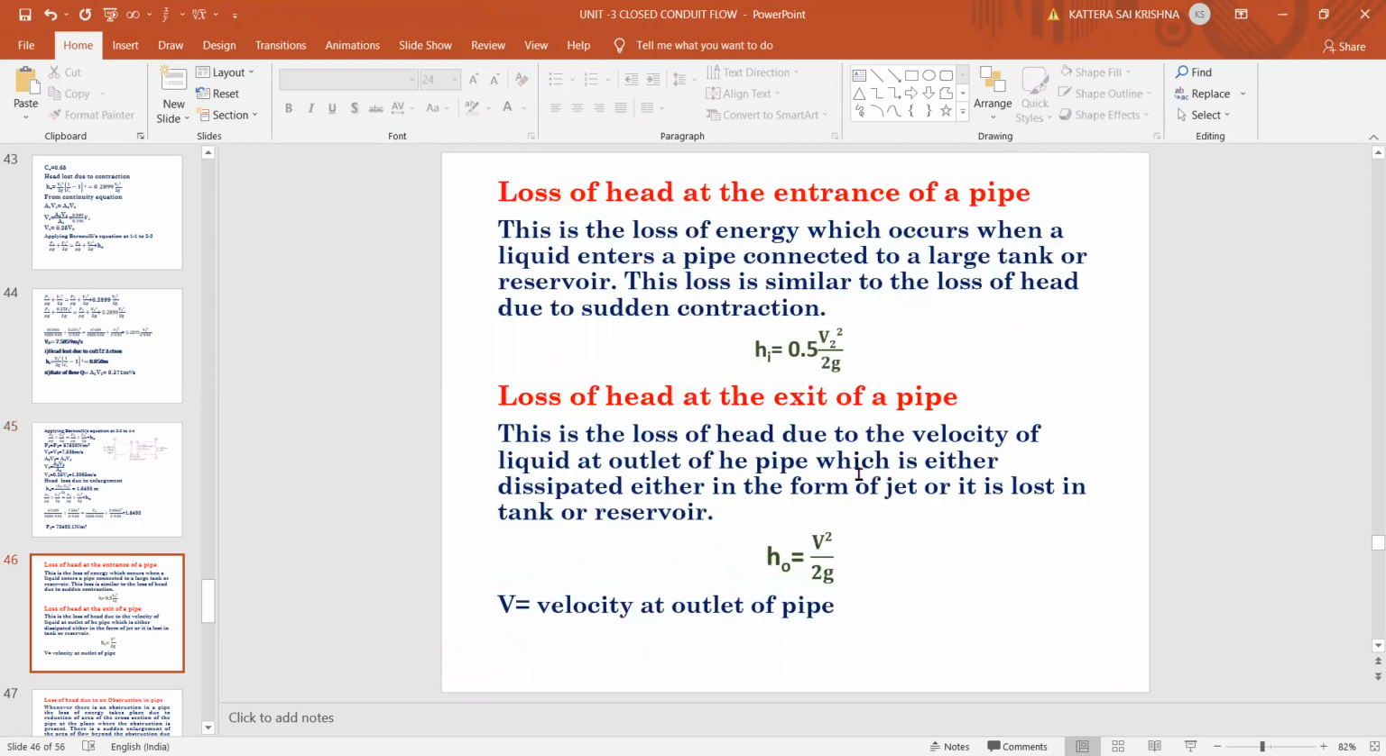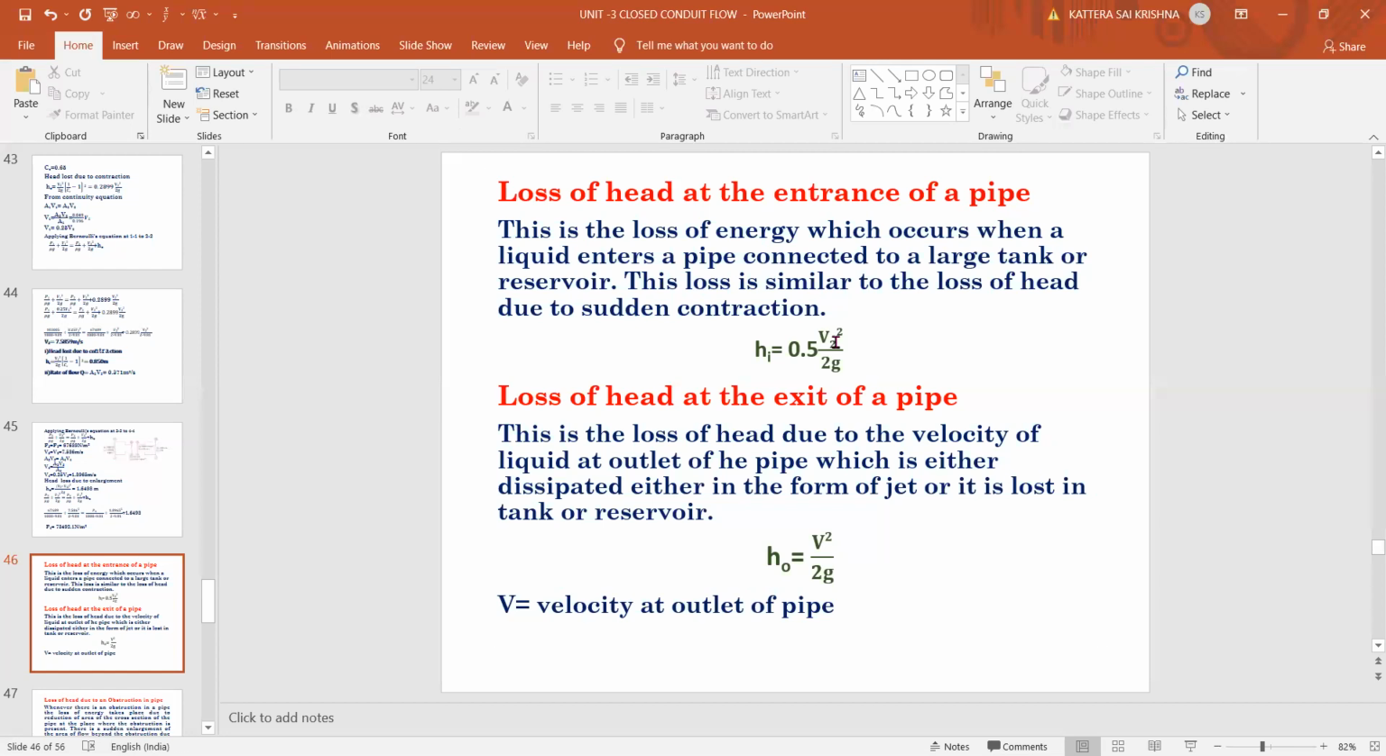next I'm going for the remaining things, that is loss of head at the entrance of the pipe. Okay. So this is the loss of energy which occurs when the liquid enters a pipe connecting from a large tank or a reservoir. So when a pipe is connected to a large tank or reservoir, there will be some loss at the inlet of the pipe. That loss is calculated by HI equal to 0.5 V square by 2g.